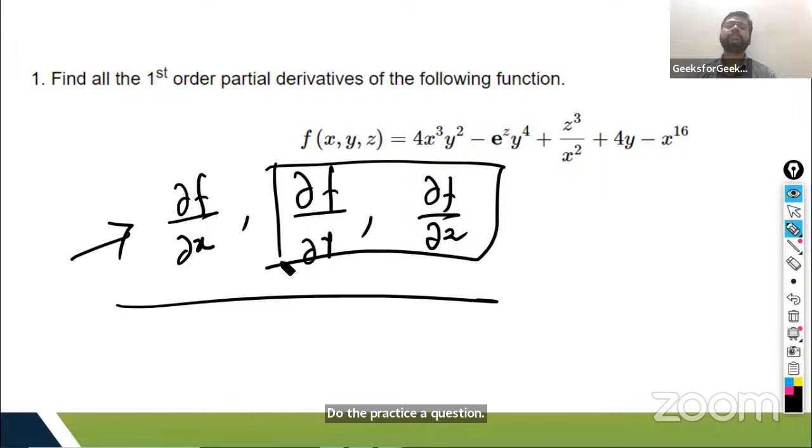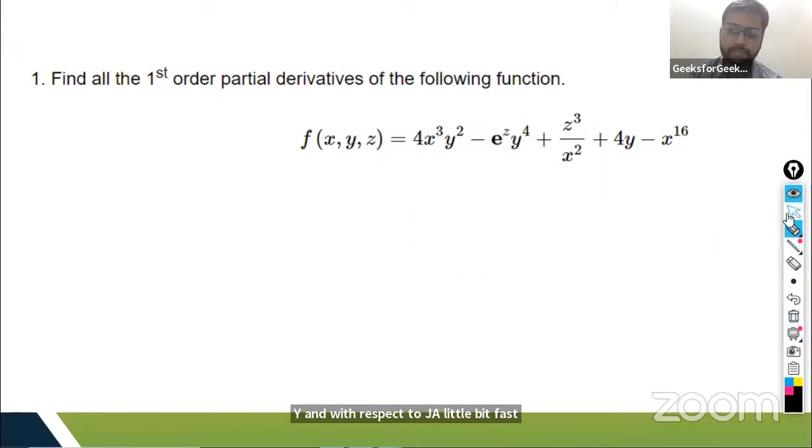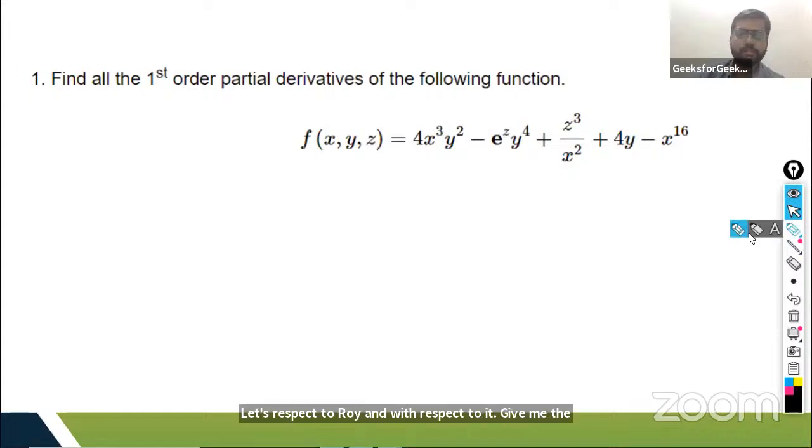For this function, find the derivative with respect to y and with respect to z, a little bit fast, okay? Because we have to do a lot of questions as practice. Please do it a little bit fast. Prapti and Kartikeya, we have got the answer for that. Sorry, with respect to y and with respect to z, give me the answer for that. I'm also trying simultaneously. We will just check your answer.